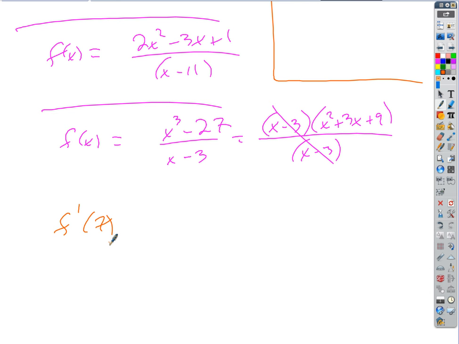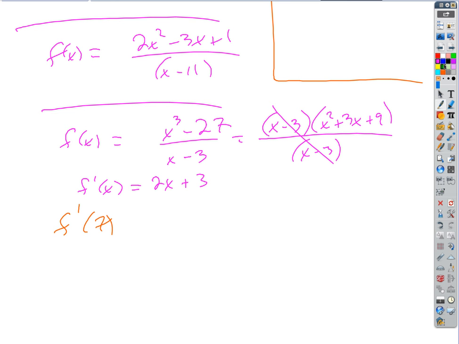Everybody see that? So now if that's f of x, f prime of x is now equal to what? What's the derivative of that expression? 2x plus 3, okay?